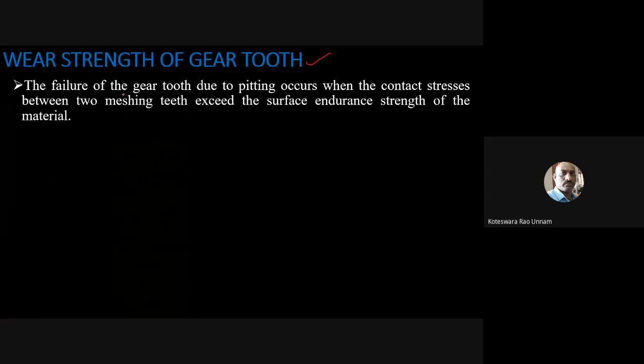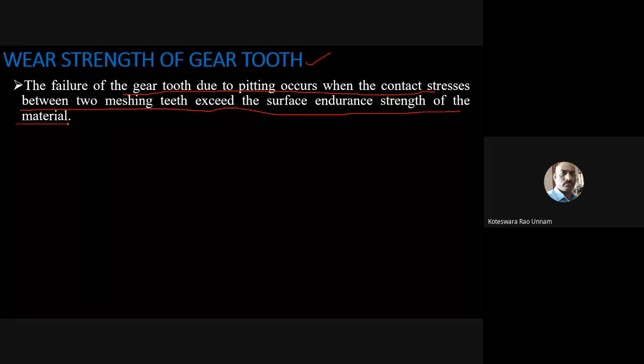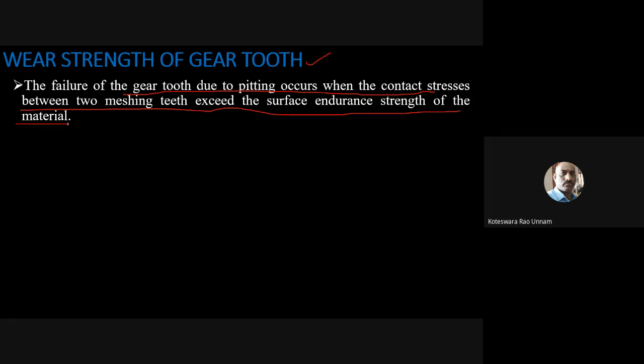The failure of a gear tooth due to pitting occurs when the contact stresses between the two meshing teeth exceed the surface endurance strength of the material. So that means the pitting failure will take place when the surface endurance strength of the gear tooth is less than the contact stress. So due to pitting, contact stresses will be induced in the surface of the gear tooth.